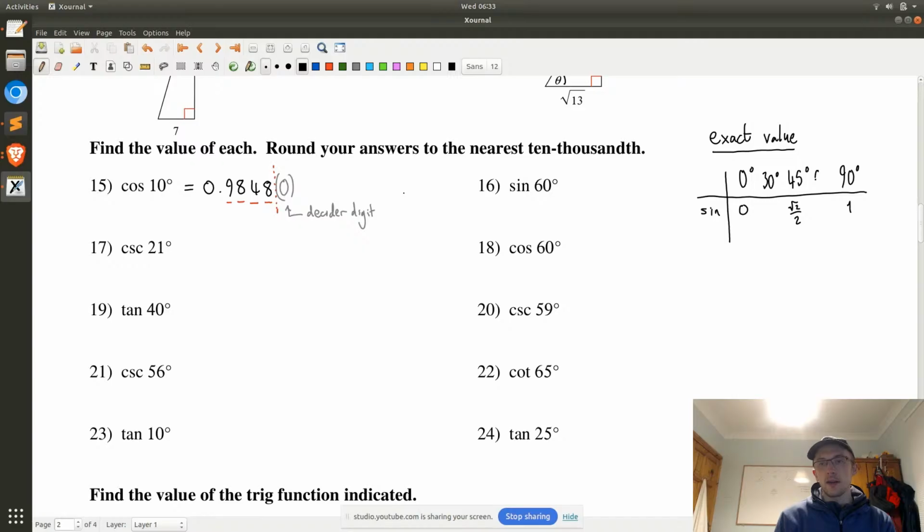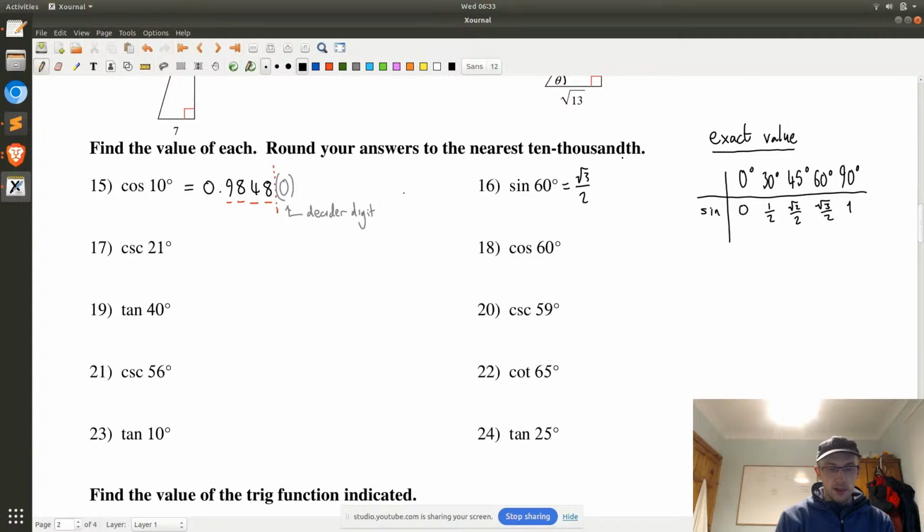30 degrees and 60 degrees are next. This one here is a half. This one here is root 3 over 2. So you could say root 3 over 2, and that is exact, but that's not to the nearest 10,000th. You need a calculator for that. Root 3 is 1.732. It pays to roughly know how big that is.